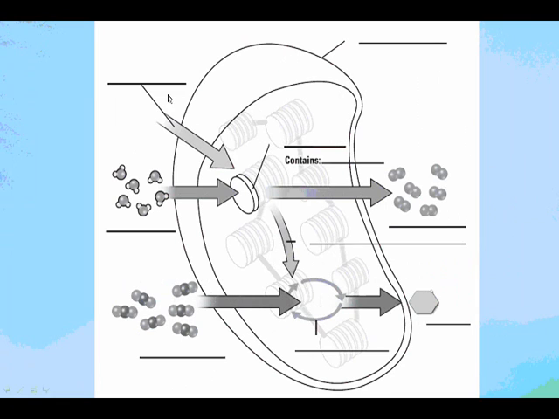Pull out this diagram and you should fill it in as we go through it together. This organelle here is a chloroplast. The chloroplast contains these discs called thylakoids. Inside of the thylakoid is the chlorophyll, which is what reacts with the light to do the light-dependent reactions.